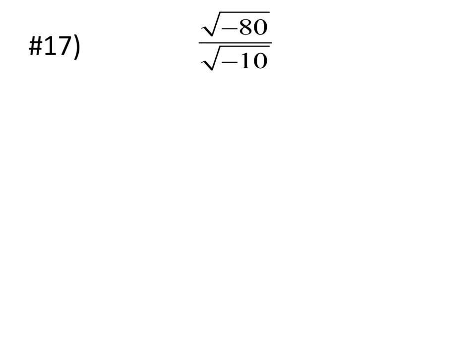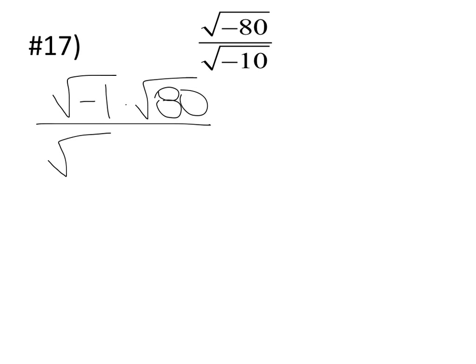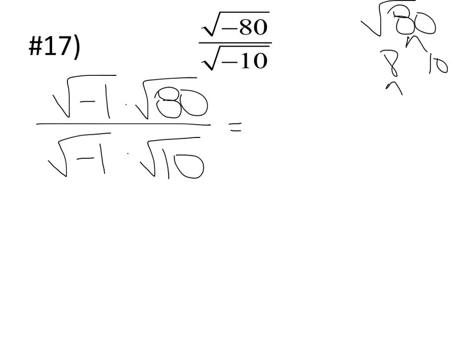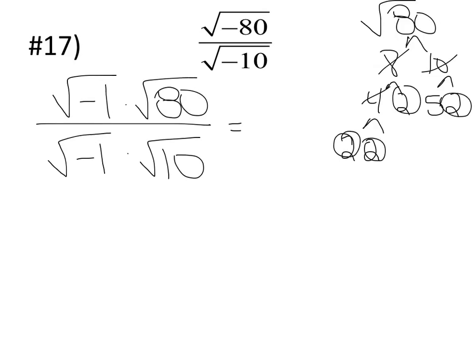Alright, so square root of negative 80 is the square root of negative 1 times the square root of 80 over the square root of negative 1 times the square root of 10. Let's go ahead and see if we can simplify the square root of 80. 80 is 8 and 10, 8 is 4 and 2, and 4 is 2 and 2, and 10 is 5 and 2. So you need 2 in order to bring it out front. So there's one set of 2's and another set of 2's. So that's actually going to give us 4 out front and square root of 5 inside.